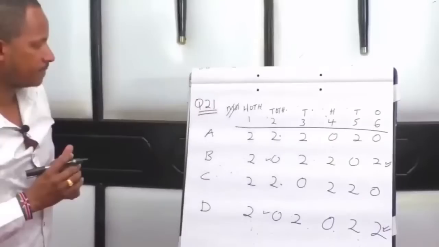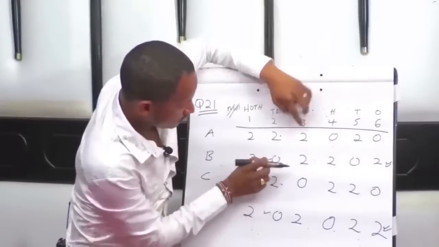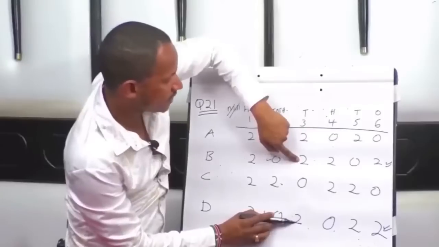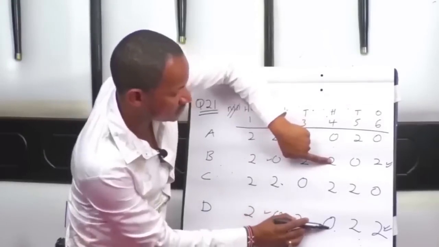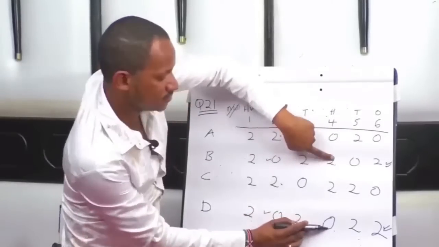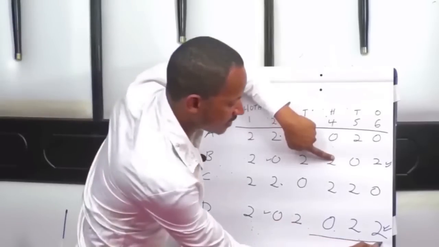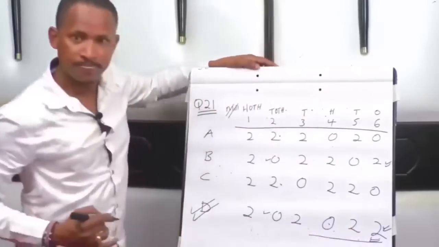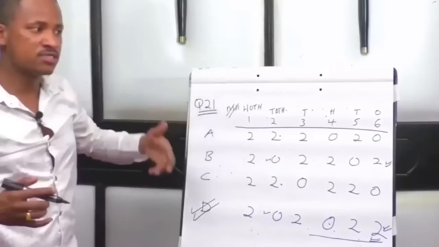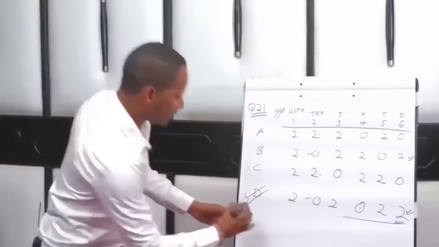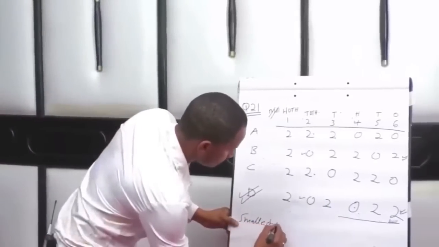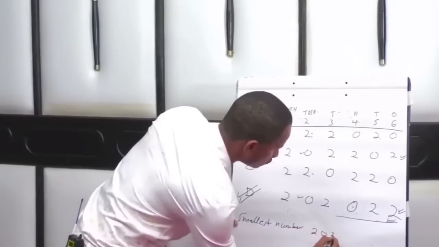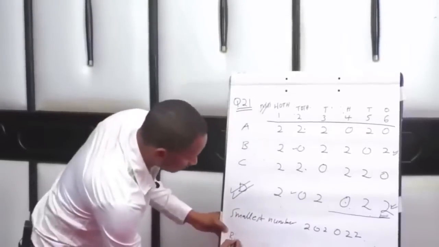Then go to the next one, thousands. Here, they have 2 and 2, so they are still equal. So we go to the next, hundreds. In hundreds, we have 2 here and we have 0 here. So 200 is bigger than 0, so definitely this is the answer. It is smaller. So this is the smallest number. If you are asked which is the biggest number, you again come back. The smallest number is 202022.